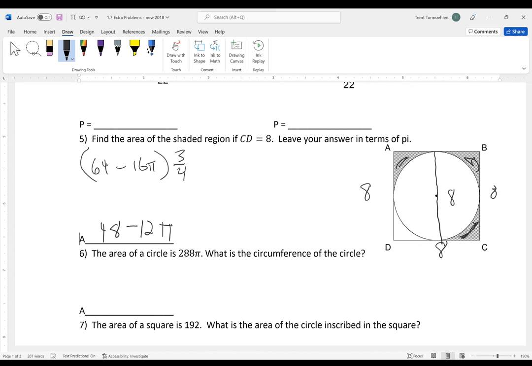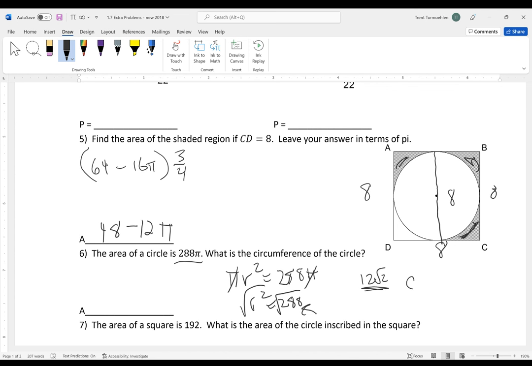And then for the number 6, it says the area of a circle is 288 pi. And so you just say pi r squared equals 288 pi. The pi's cancel, so we get r squared equals 288. And so then you need to take the square root of that. And so the square root of 288, 144 goes into 288. And so it simplifies to 12 square root of 2. So the radius of our circle is 12 square root of 2.